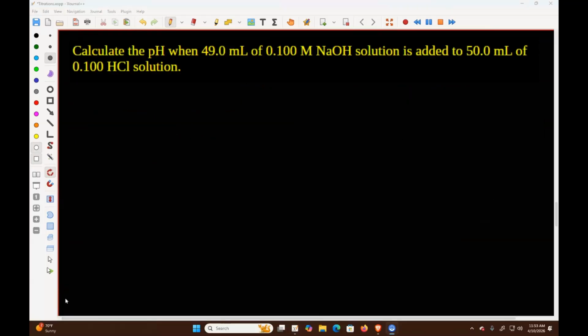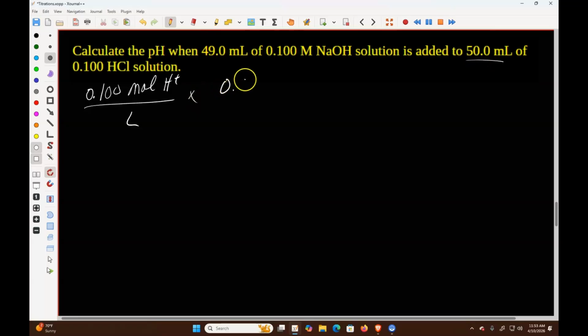Okay, you can calculate the pH at any point during a titration. So what you would do is, first of all, find the moles of H+. In this one here, 0.100 moles of H+ per liter, and we have 50 milliliters, so I'm going to multiply that times 0.050. That would give me 0.005 moles of H+.